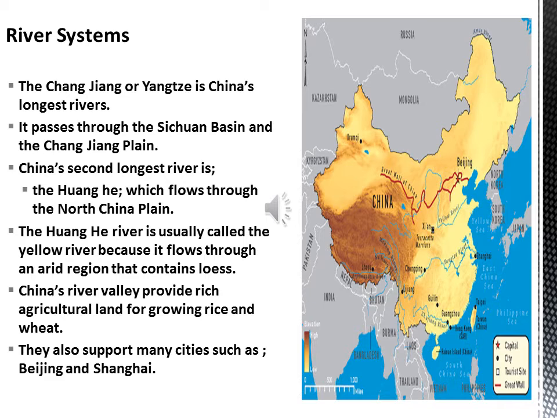An arid region is a dry area, and the loess is a yellow-gray soil that is carried by the river from its erosion of the rocks or the areas around the land that the river flows in. China's river valleys provide rich agriculture and land for growing rice and other things for people to eat. They also support many cities such as Beijing and Shanghai.